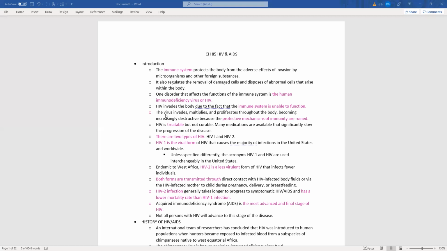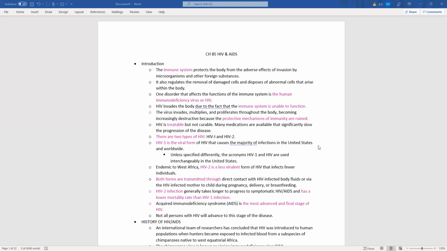So anyway, the virus invades, multiplies, and proliferates throughout the body, becoming increasingly destructive because the protective mechanisms of immunity are ruined. The protective mechanisms are those types of cells that help fight off certain infections and prevent us from getting sick. Those cells are destroyed by the HIV cells. HIV is not curable. We already know that. There's no cure for it, and there are many medications that help slow the progression of the disease down.